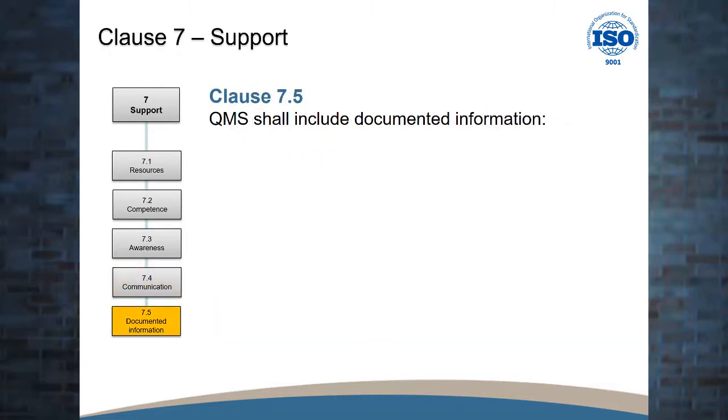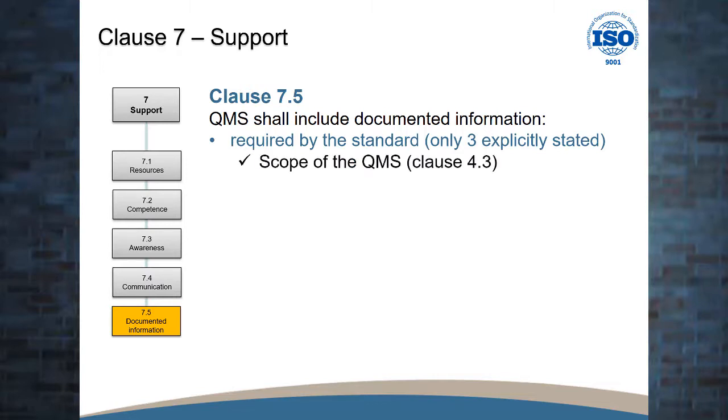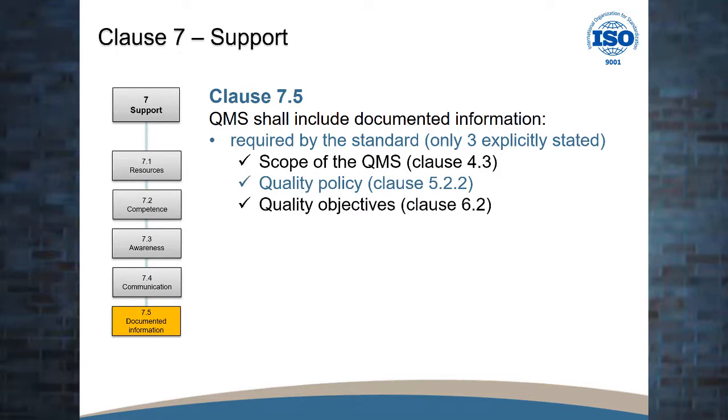7.5, so this is our old clause 4.3, clause 4.4 kind of smashed in together. The QMS shall include documented information required by the standard. And there's a little note here for me that says only 3 explicitly stated, which is true, and that is the scope of the QMS, which is clause 4.3, the quality policy, which is 5.2.2, and quality objectives.